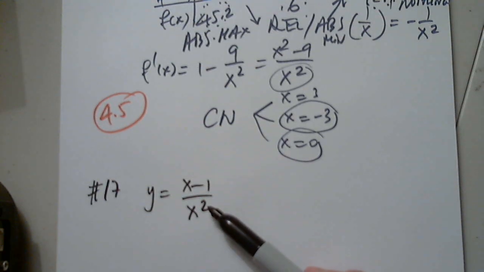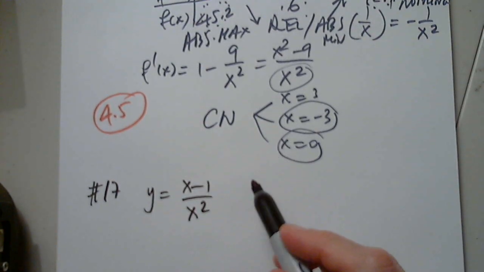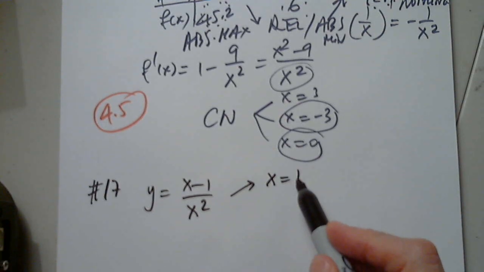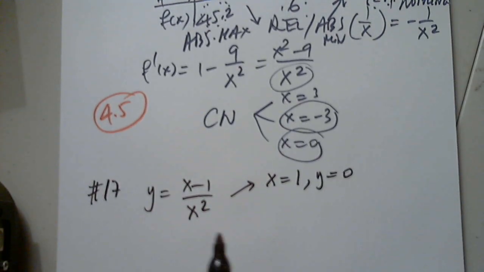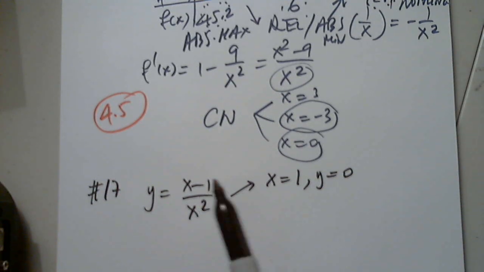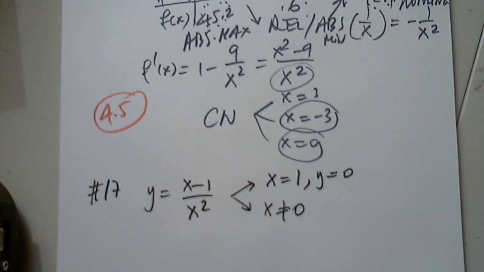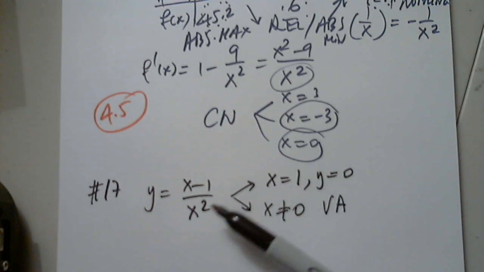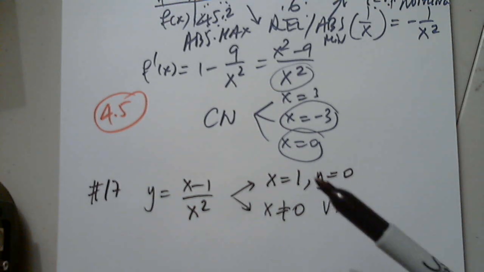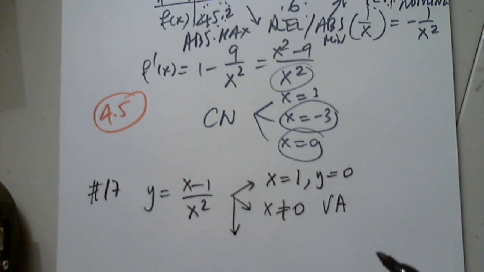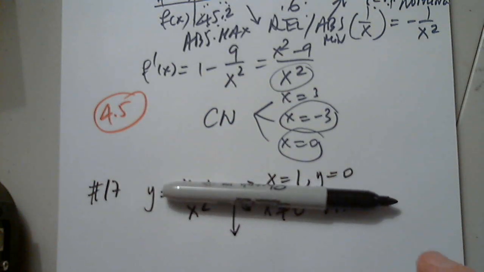So for this function, first of all, I would immediately realize that when x equals 1, y equals 0. So this fraction is 0 only when the top is 0. I will also know that x cannot be 0 because this will be a vertical asymptote. And I will also immediately determine limits, because I need to determine the horizontal asymptote if there is one.